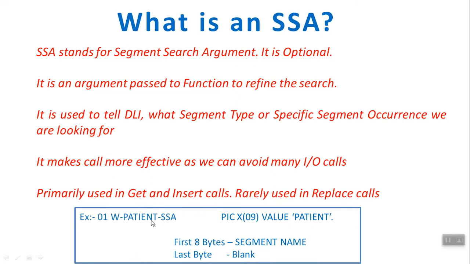The sample SSA is given here. It's an unqualified SSA, 9 bytes in length. The first 8 bytes are occupied by the segment name, and the last byte should be a blank. If you have any junk character in the last byte, it will not work.